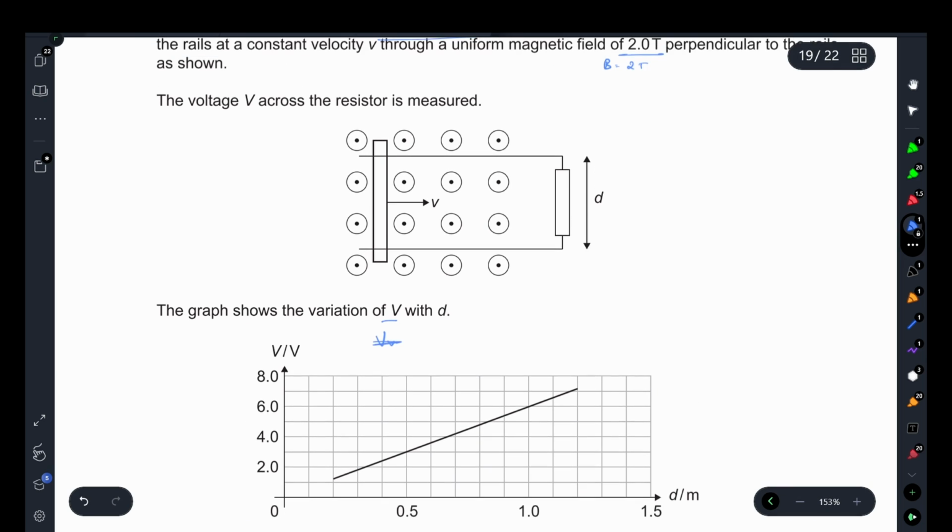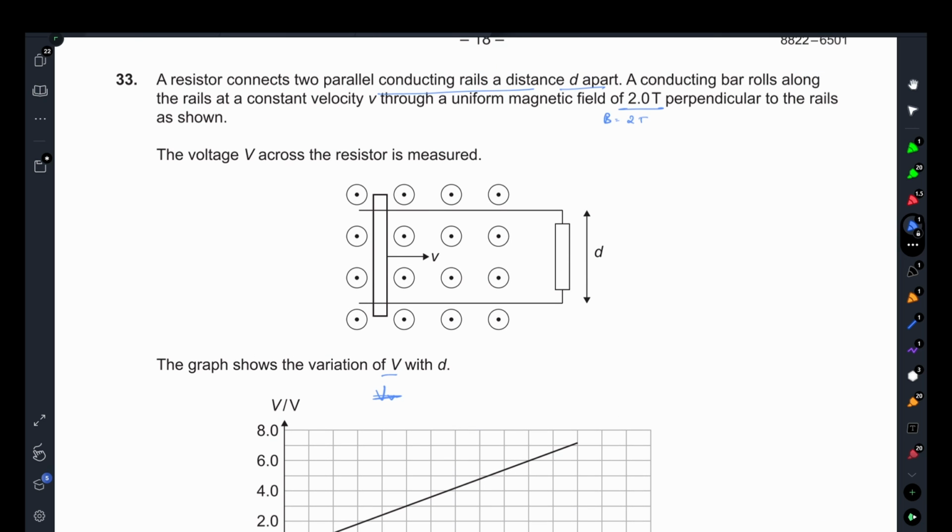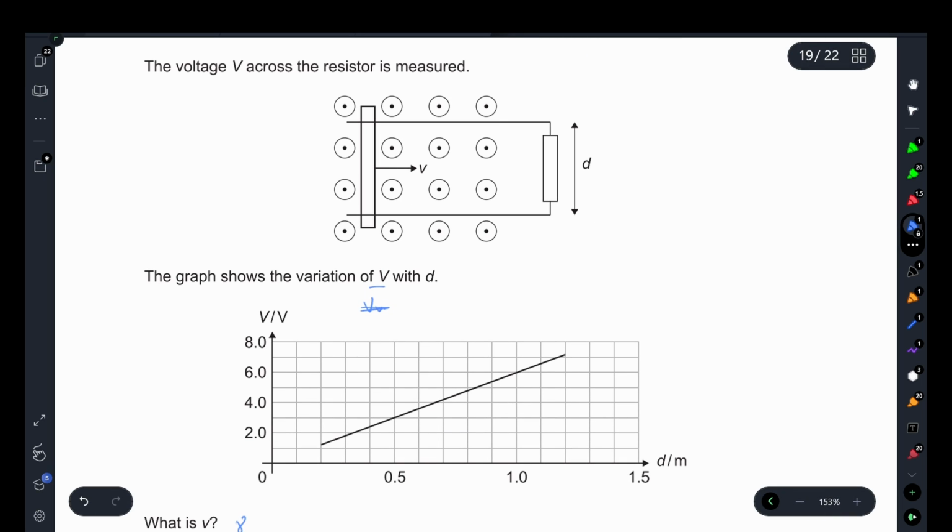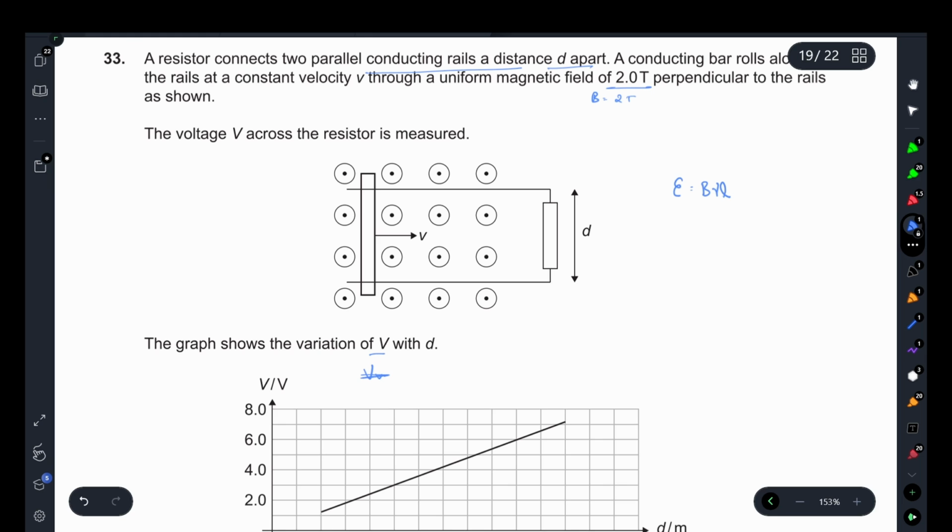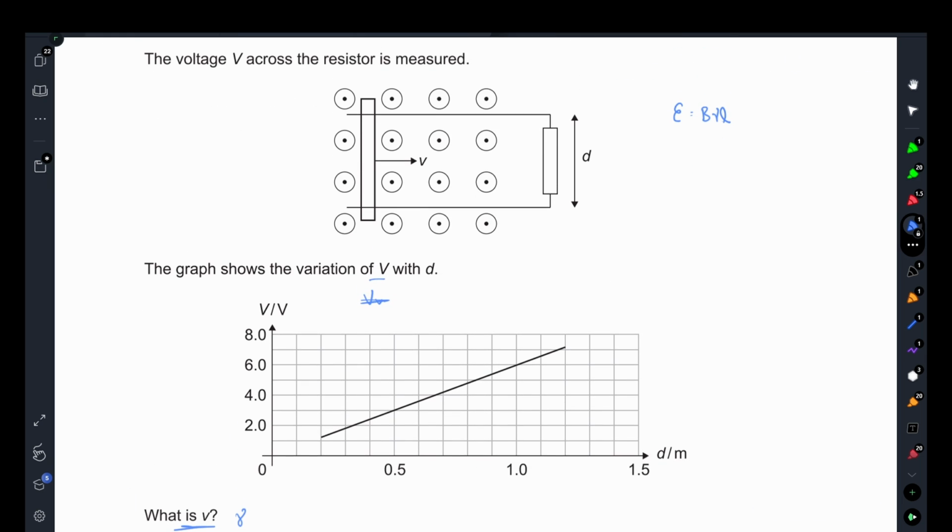So to find our velocity, we need to think about a few things. Let's just write out a formula that's in the data booklet. EMF is equal to BVL. Now, our velocity is what we're looking for, and we have a graph of V, which is voltage, essentially EMF, and L, which is the distance between the bars.